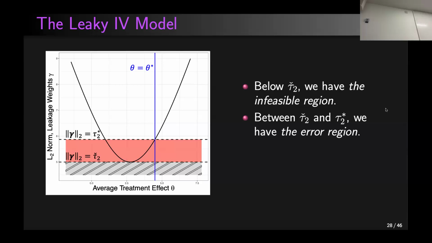You only get valid bounds, that is to say bounds that contain theta star, above tau star. So this region. Note also that the bounds are not symmetric about the true theta star, because theta star actually intersects at one arm of the parabola, if you like.